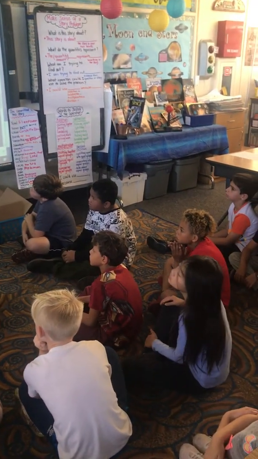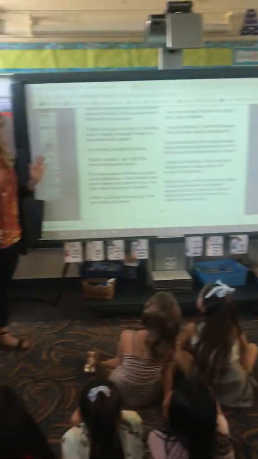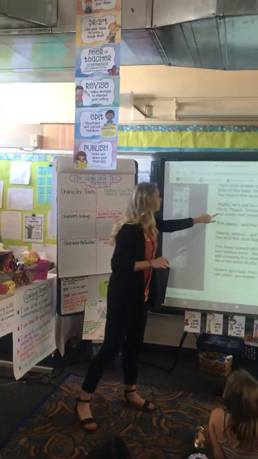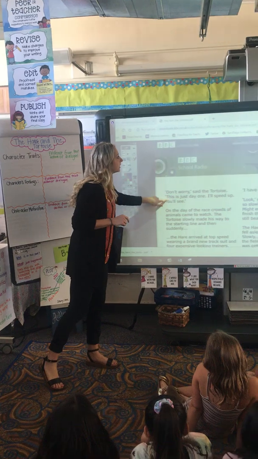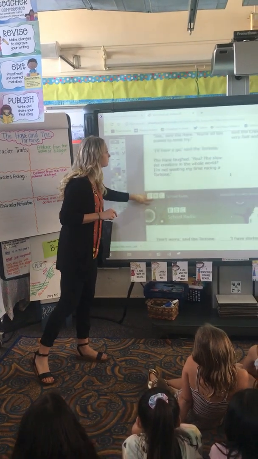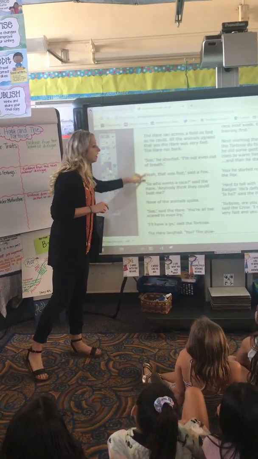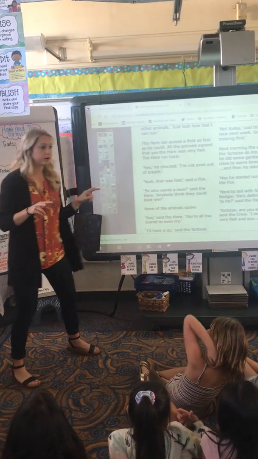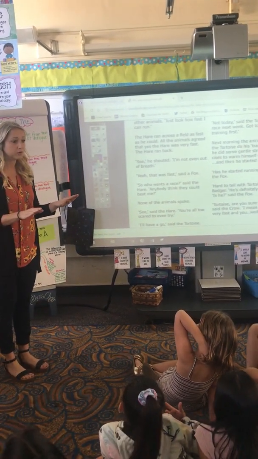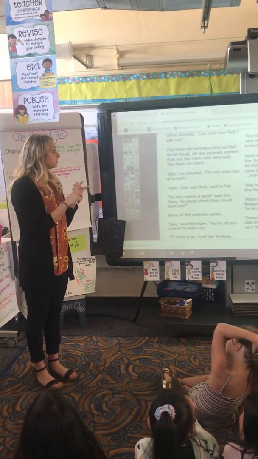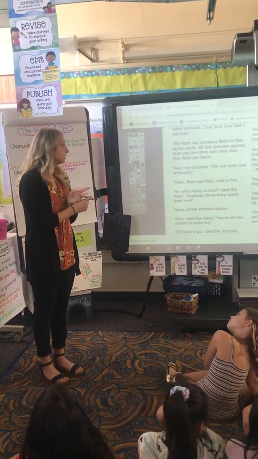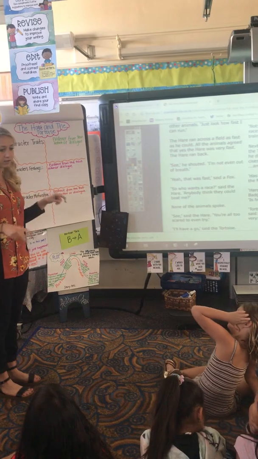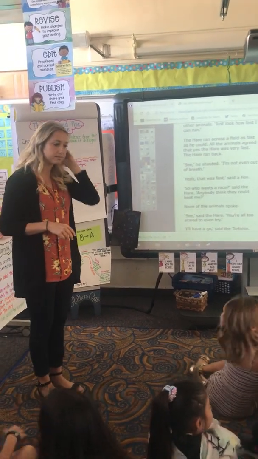So we got a little snippet of the tortoise from the story, right? So we're gonna go back to the beginning and we're gonna think of a character trait to describe the tortoise. Go ahead and turn and talk to your partners. Actually, before you start, we're gonna use the tortoise's dialogue and the tortoise's actions to be able to describe a character trait. Okay, go ahead and turn and talk to your partners.